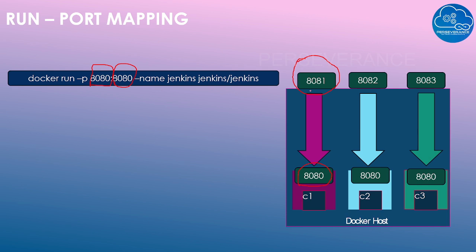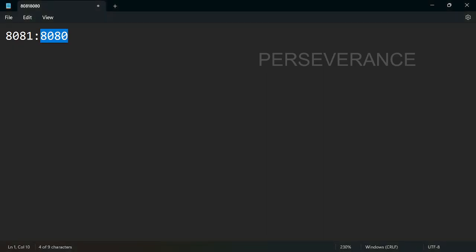In case we have these three rules and these three containers, how will it be connected? Like this. This is rule 1, this is the mapping for the second container, and this is the mapping for the third container. Got it guys? This is how it works, right?